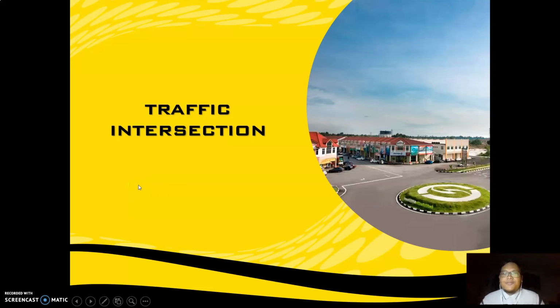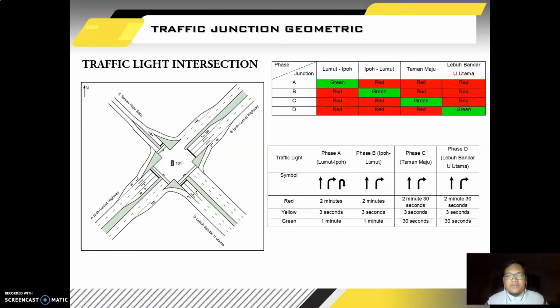Assalamualaikum warahmatullahi wabarakatuh. I'm from Group Traffic Intersection. So firstly, I will present about traffic junction geometry. First, the traffic light intersection. The intersection at the traffic light of Bandar University is a four-legged intersection which has a traffic light and a different road width for each junction.